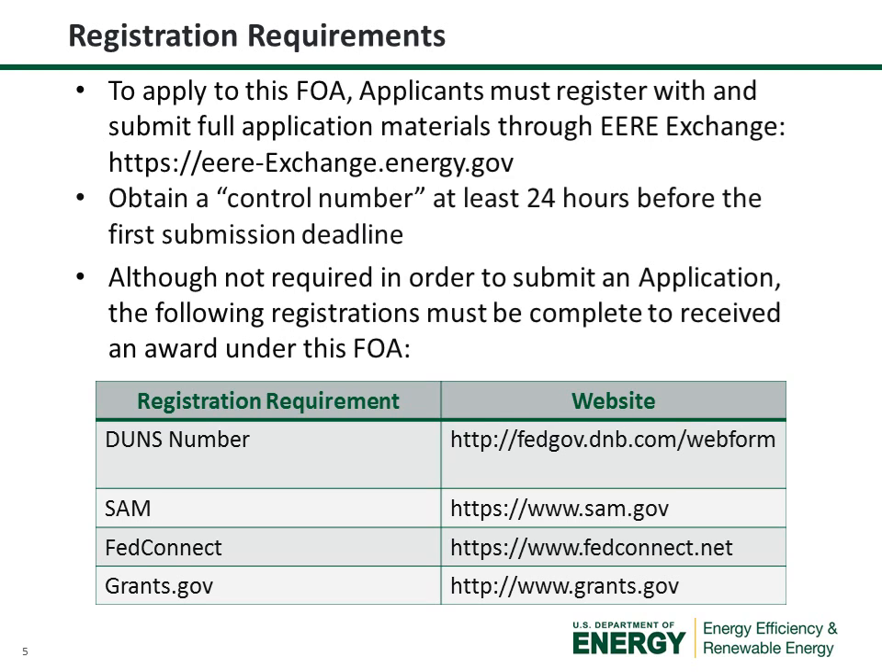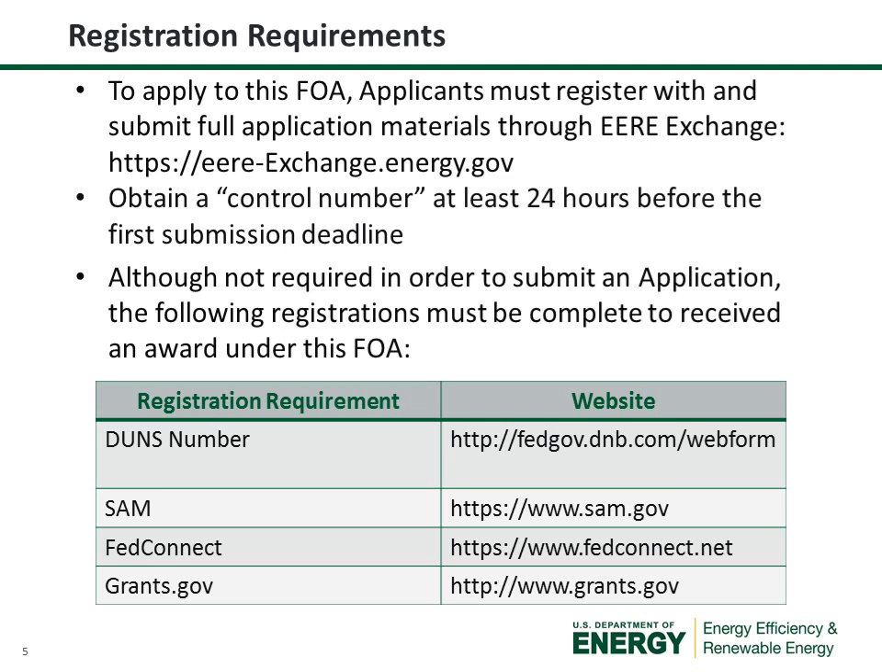So the registration requirements to apply to this FOA. You, the applicant, must register with and submit full application materials through the EERE Exchange at the web address listed there. You have to obtain a control number at least 24 hours before the first submission deadline. And then, although not required in order to submit an application, the following registration must be complete to receive an award under this FOA. And so there are several one-time actions that are required before submitting an application in response, and it is vital that you address these as soon as possible.